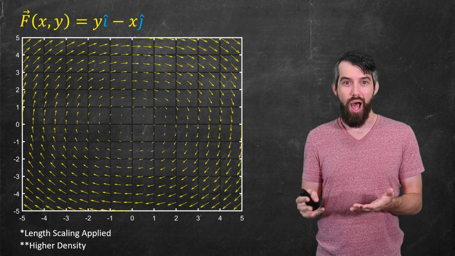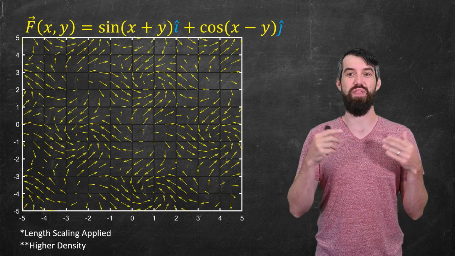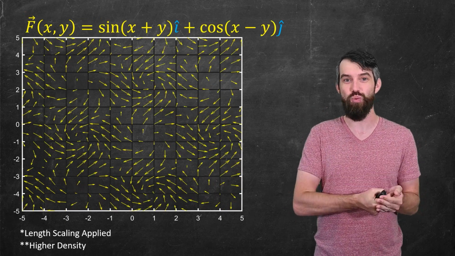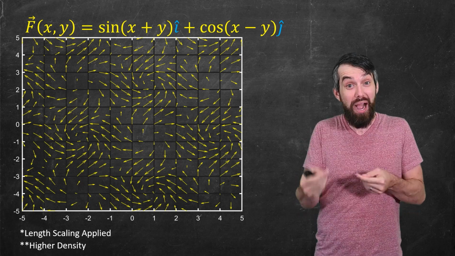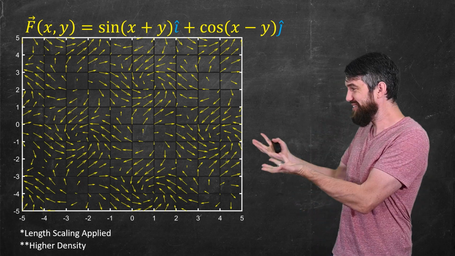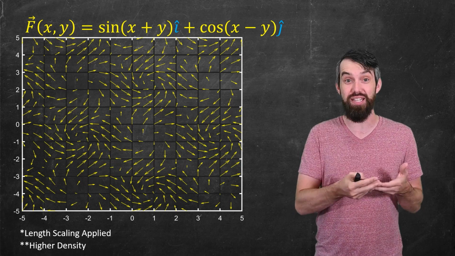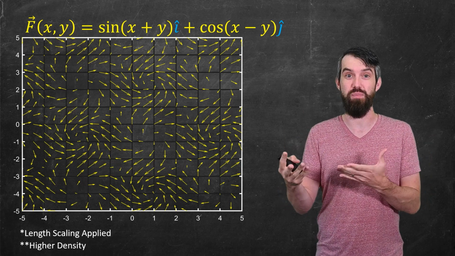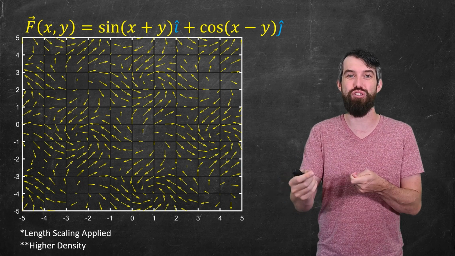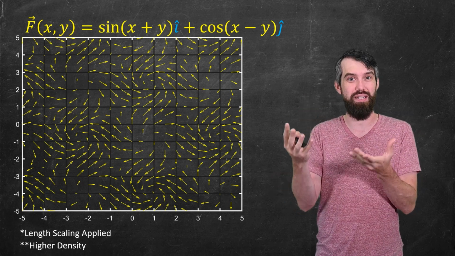Okay, so this was one. Let's just take one more. This is just one that I think is kind of pretty. It's sine of xy in the i hat and cos of x minus y in the j hat. And as you can see, they just get kind of interesting, and with a little bit of length scaling and density adjustments, you can make these really pretty plots. And so often you play around with these features just to get it to something that you can visualize nicely.